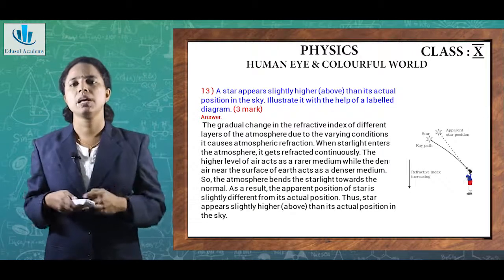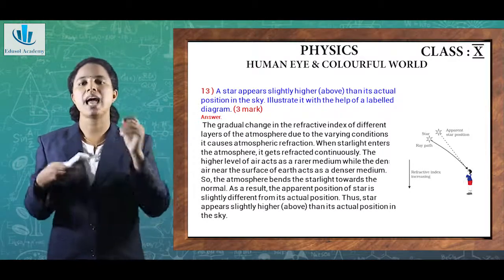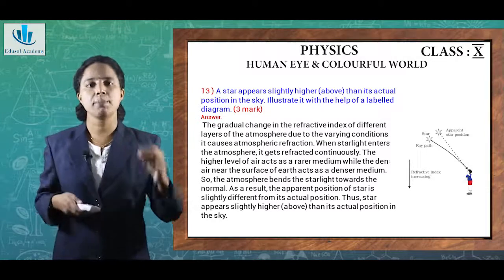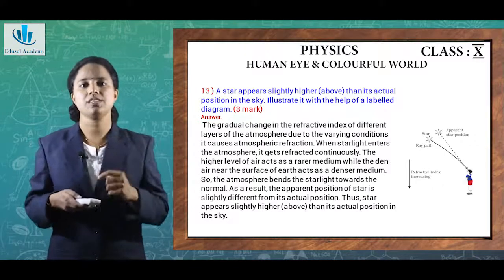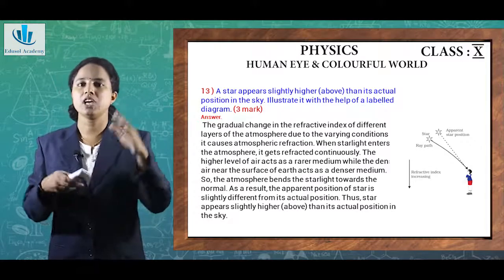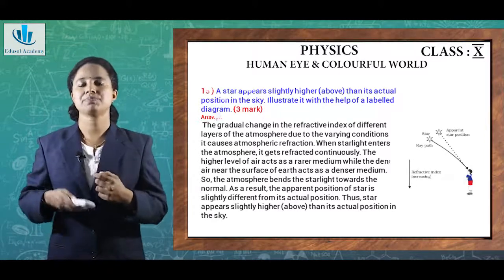As a result, the apparent position of the star is slightly different from its actual position. As you can infer from the figure, the star will appear slightly higher, or above, than its actual position in the sky due to this atmospheric refraction and the change in the refractive index of different layers of atmosphere.